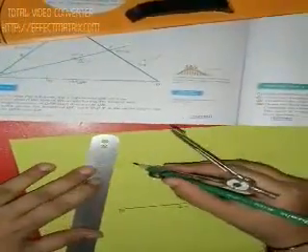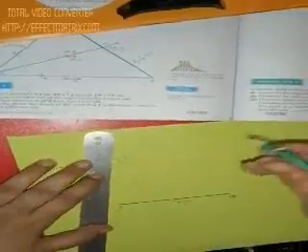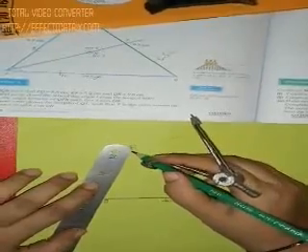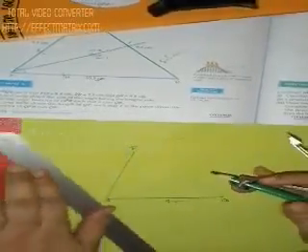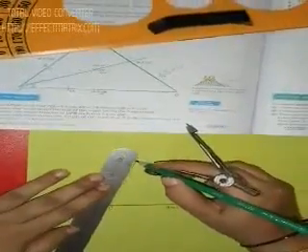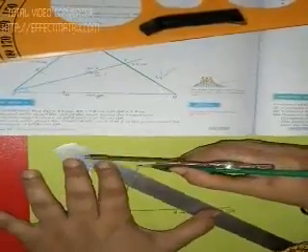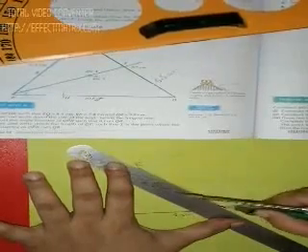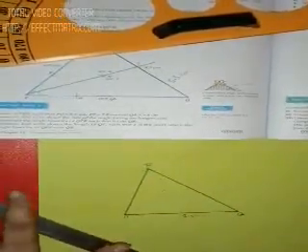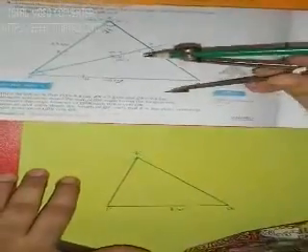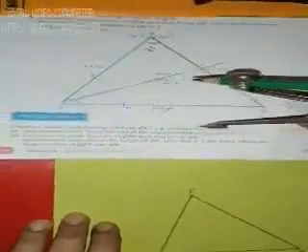I am going to join R with P and R with Q. Use a sharp pencil while construction. This is also sharp. Okay. Dear students, here our construction is completed.